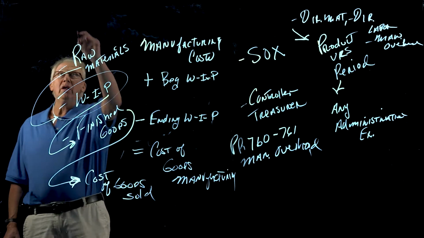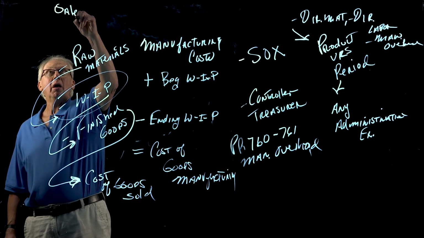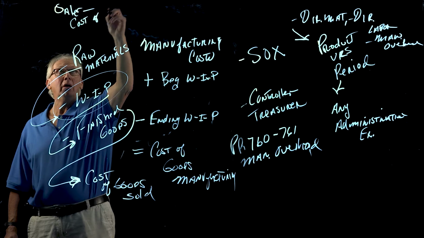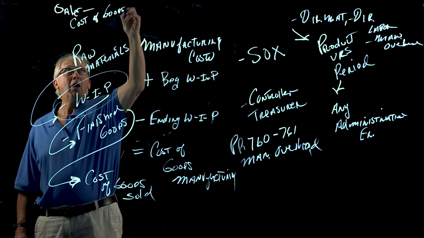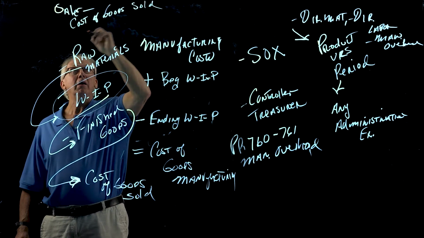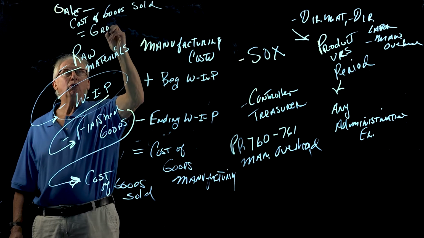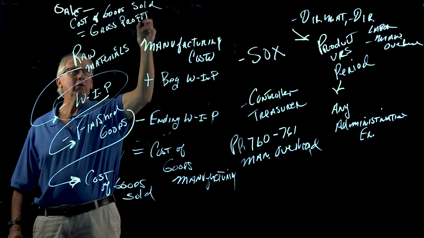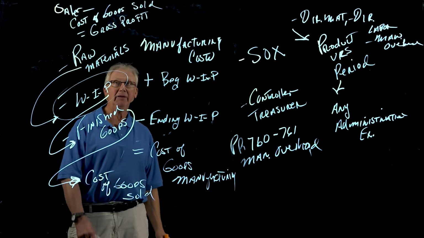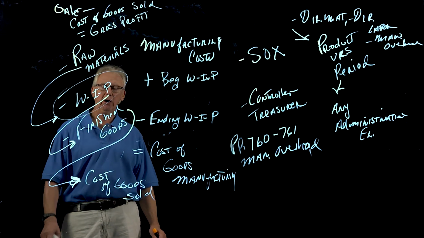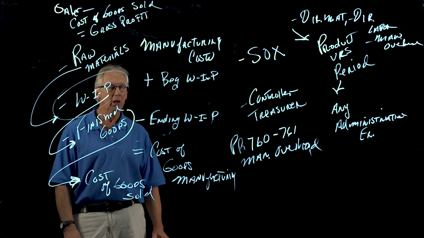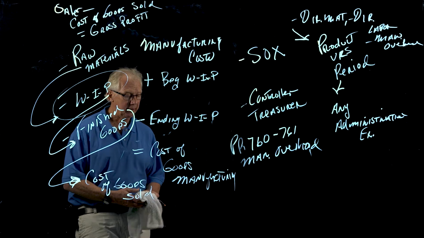And of course, sales minus cost of goods sold equals gross profit or gross margin. Okay? And that of course was a concept we talked about in Accounting 2101. Now that's pretty much it.